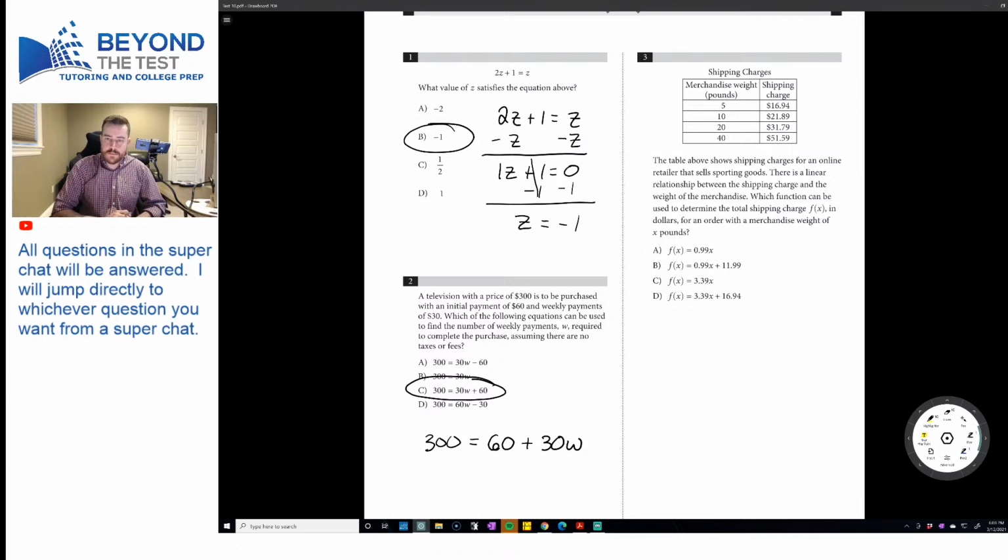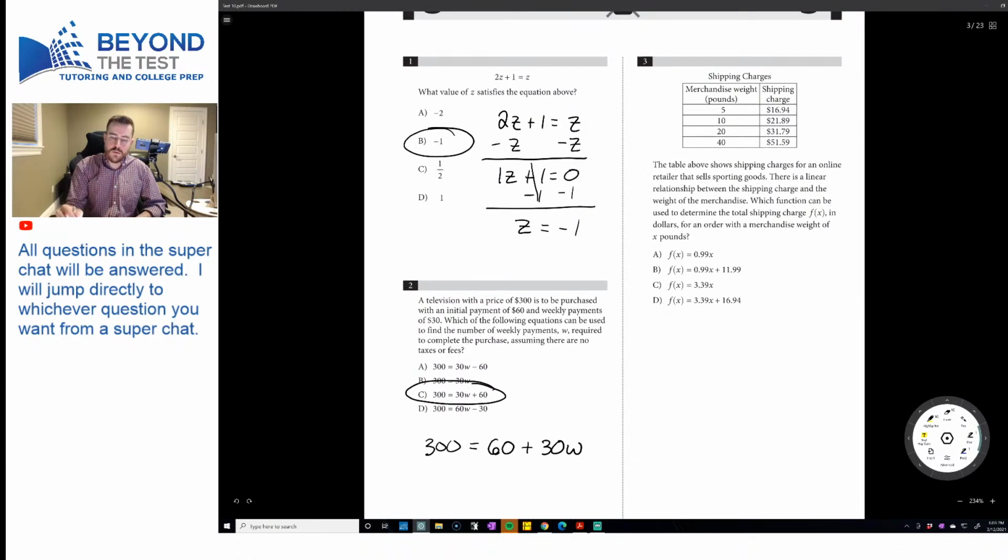Okay, so let's take a look at this here. We need to figure out which one of these equations works. First things first, I'd probably just take any 2 points to find the slope between them. So why don't we just go ahead and take our first 2 points here. We have the points 5, 16.94, and we also have the point 10, 21.89. Starting this out, to find the slope, that's the change in y over change in x, or y2 minus y1 over x2 minus x1.